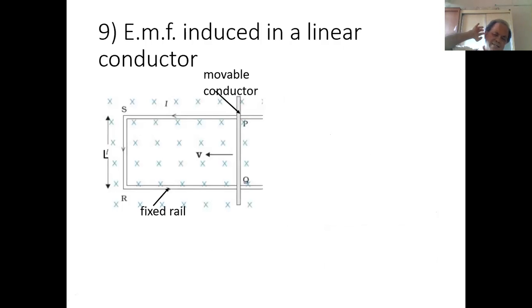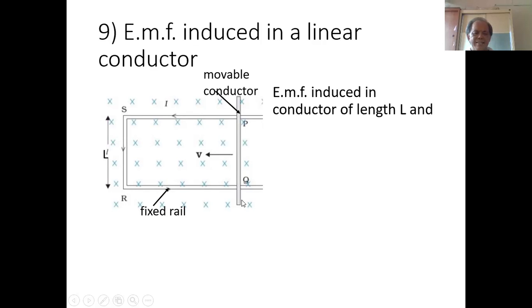Okay, let's look at EMF in a linear conductor, a moving conductor. There's your conductor that's moving. This is your rail. It's still a conductor, but it's fixed. We call it a rail. And then your magnetic field is going in. Remember, the cross is going in. The length is between there. That's the length. Not the whole length. The length is where the current enters and the current leaves.